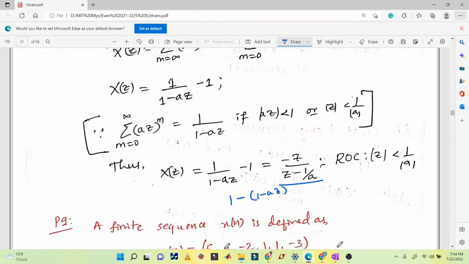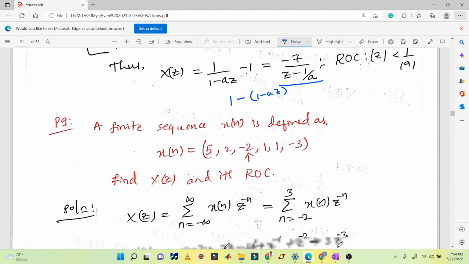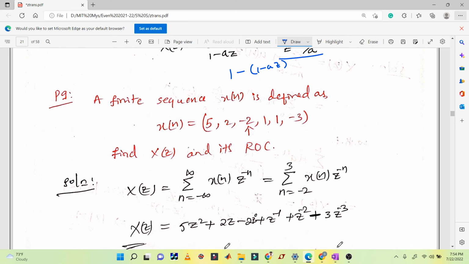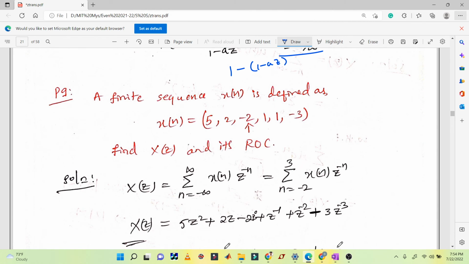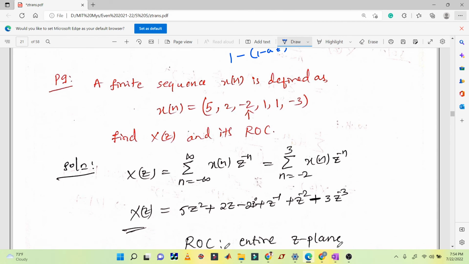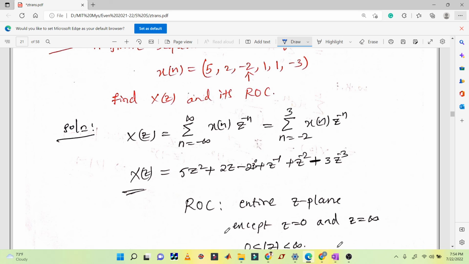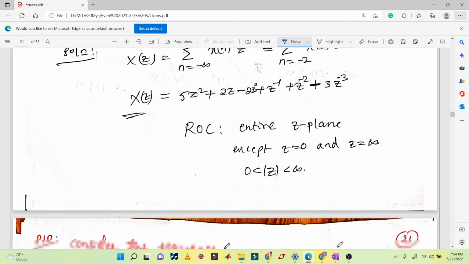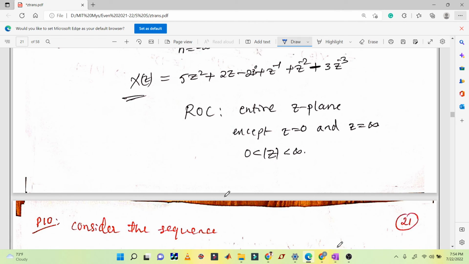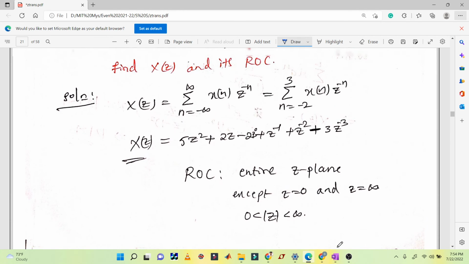Any doubt till now? And problem number 9 in the slide page 21 is homework, because we have already solved this kind of problems in the very first class. So go through it. We'll discuss ROC concepts again based on this. That's why go through this.